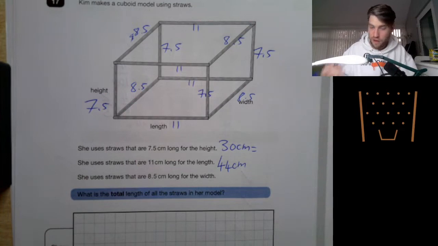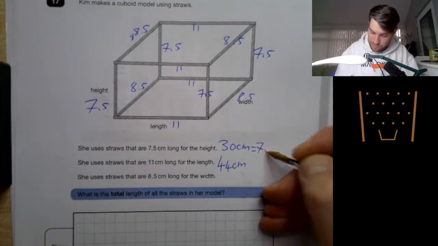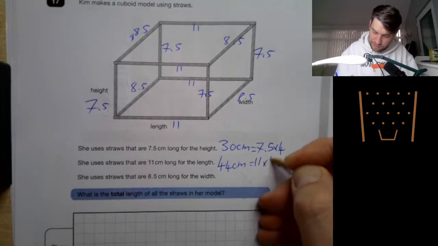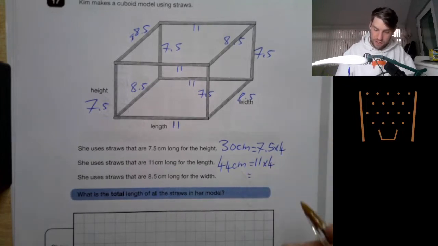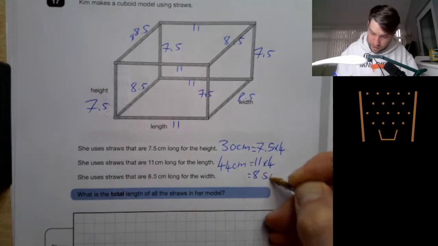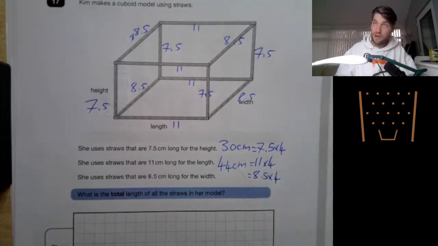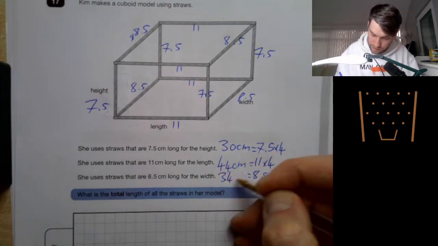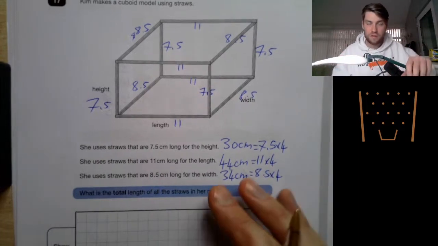Just to clarify where I've got 30 from, that was 7.5 times 4. That was 11 times 4. And this one is 8.5 times 4, which is 34. No. Yes, 34. I had to question myself then.